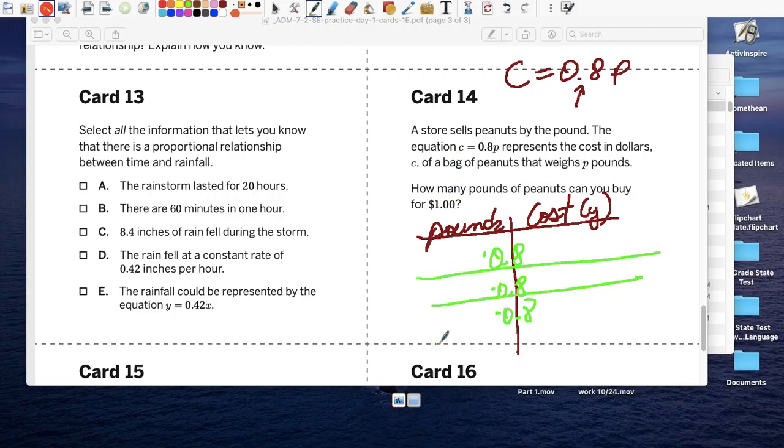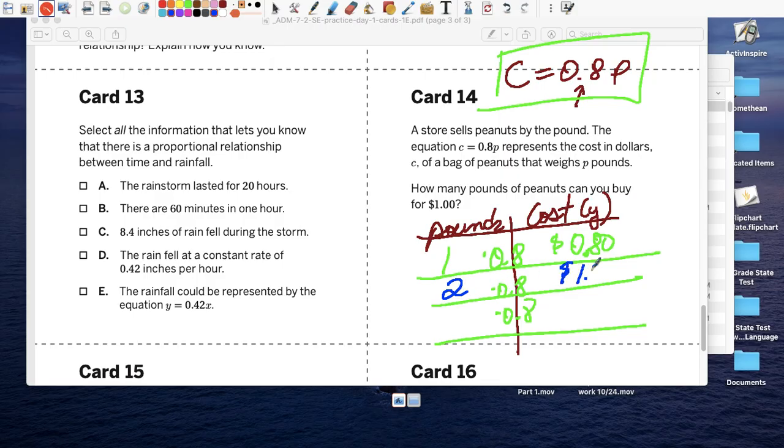So if I have 1 pound of peanuts, and that's my unit rate, right? For every pound of peanuts, I pay 80 cents. That's what this statement is saying. Okay. So C is the cost, P is the pound, and 0.8 is the cost per pound, right? It's the amount of money you're going to pay per pound. What if I buy 2 pounds? Well, for 2 pounds, each pound is 80 cents, so the total would be $1.60.